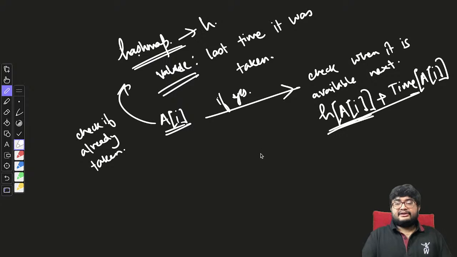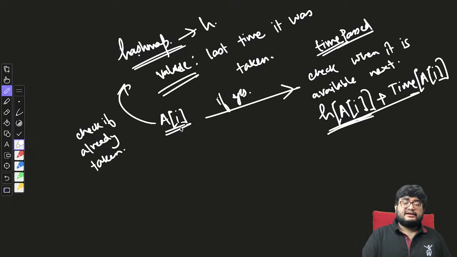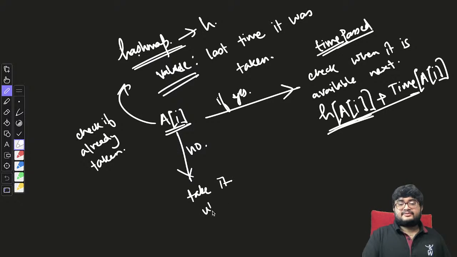So either you have to wait for some time or you will have it available depending on how much time has passed till now. Depending on this, either you'll have to wait or you'll get it immediately. If it is no, that is you have not taken it, you will just immediately take it, update the hash map and go to index plus 1.